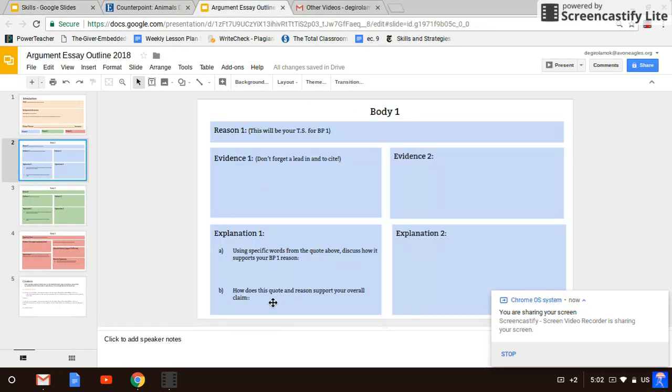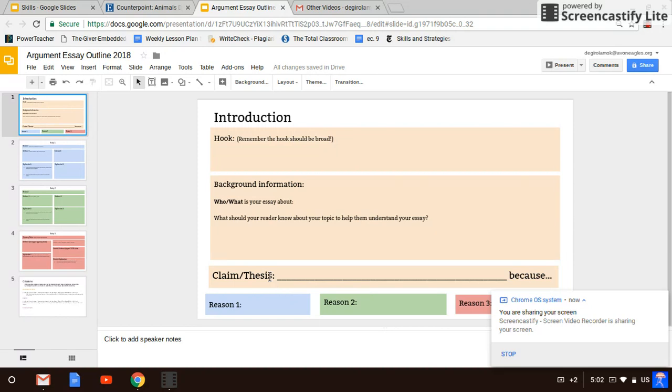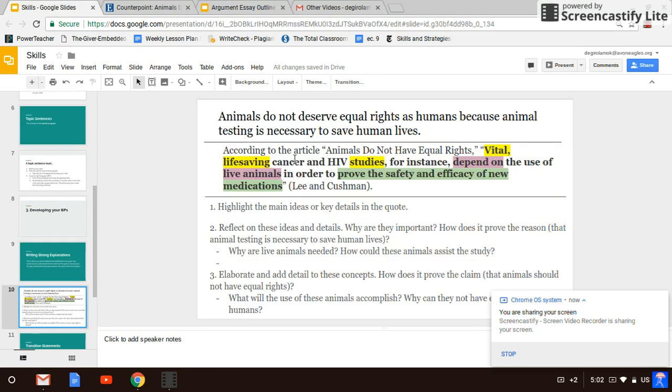The second part of your explanation would be, how do this quote and reason, how do these two prove your claim? How does it prove this? Which in this case, it's how does this quote and the fact that animal testing is necessary to save human lives, how does that prove that animals do not deserve equal rights as humans? So, looking again at the main ideas of the quote, why are these highlighted parts important? How does it prove that animal testing is necessary to save human lives?